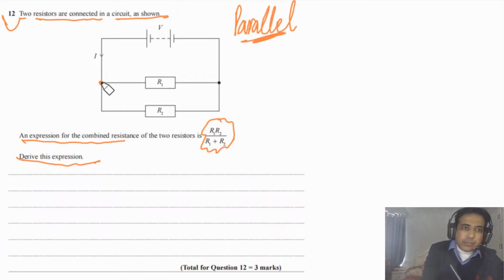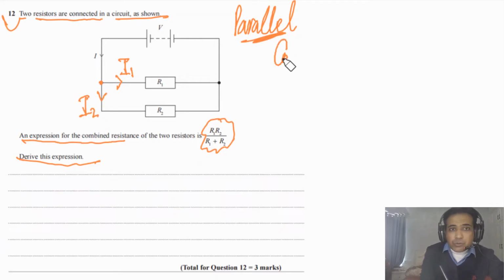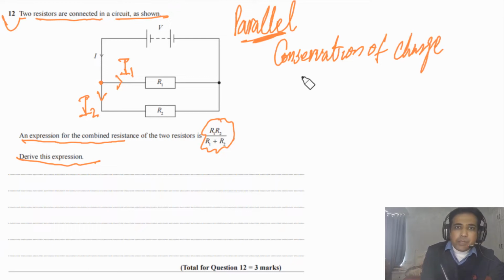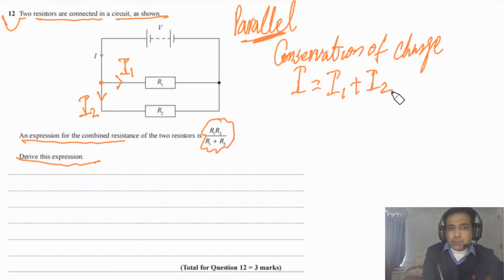Now if you look at this junction, current I is entering, so we can say current I1 is leaving and passing through this resistor, and here this current is I2. Based on conservation of charge, I has to be equal to I1 plus I2, meaning the total current entering has to be equal to the total current leaving the same junction, because charge is not used up. Energy is used up by components, but charge is not used up by components.